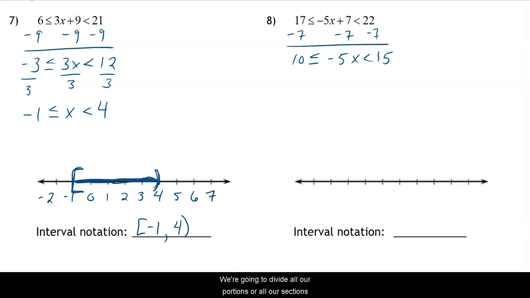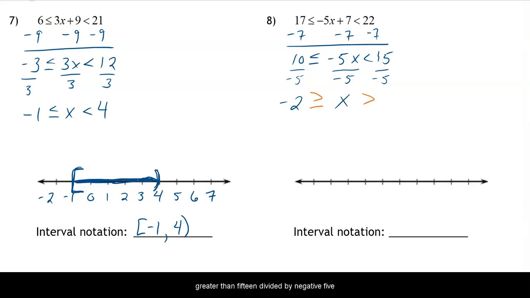And we're going to divide all our portions or all our sections by negative 5. Remember, when you divide by negative 5 in an inequality, it switches the direction of the signs. So our first one will now be a greater than or equal to, and the second one will flip and become a greater than. So 10 divided by negative 5 would be negative 2, greater than or equal to x, greater than 15 divided by negative 5 would be negative 3.